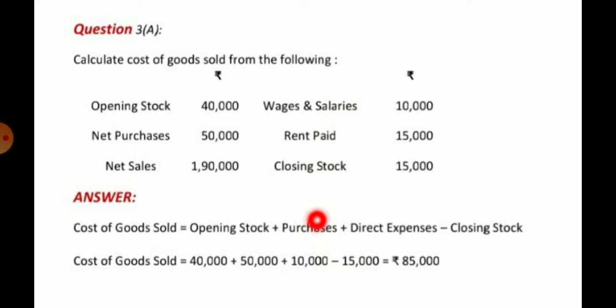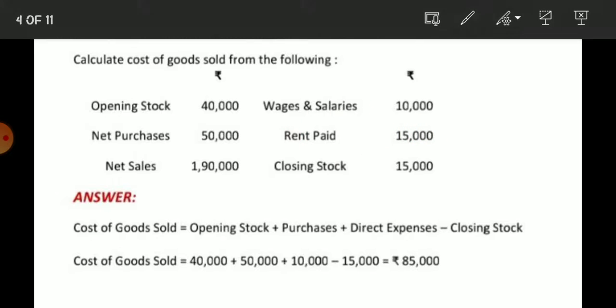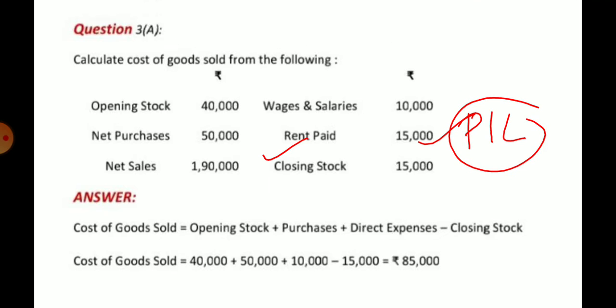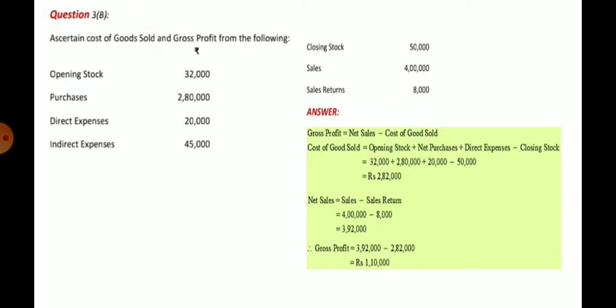Rent paid will not be included because it is part of the P&L. It is not a direct expense, so it will not be recorded in the trading account. And the closing stock will be deducted, so cost of goods sold will be 85,000.